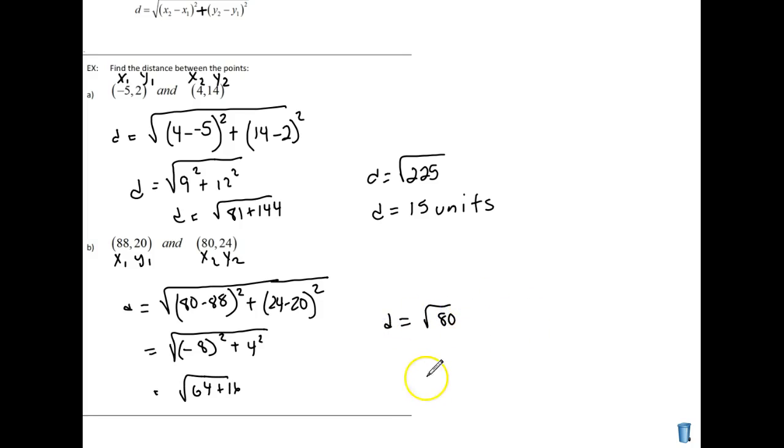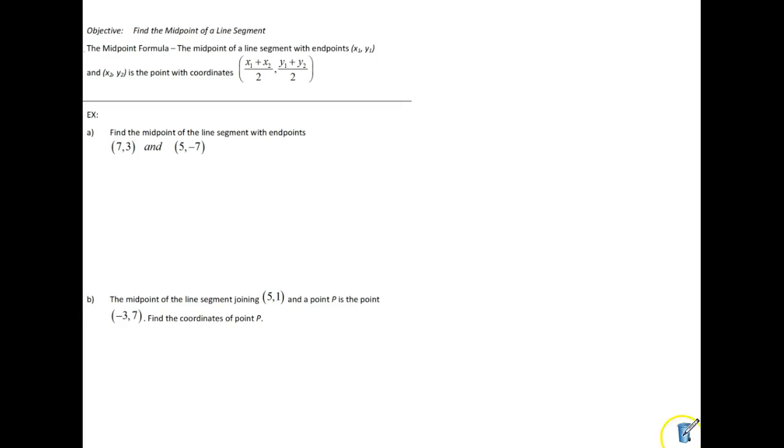Now, I can leave this in radical form, but I do need to simplify it. Okay, so thinking about square root of 80, that's really the square root of 16 times the square root of 5. So square root of 80 becomes 4 times the square root of 5. And remember, we go ahead and put units on that. Okay. Now similarly, whenever we teach distance, we also often teach midpoint formula just because they go together.